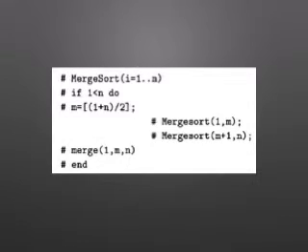In pseudocode, MergeSort can be implemented as follows. MergeSort(i = 1 until n): if 1 is less than n, do m equals 1 plus n over 2, MergeSort(1, m), and then MergeSort(m plus 1, n). Then after that we do the merge of (1, m, n) and do end.